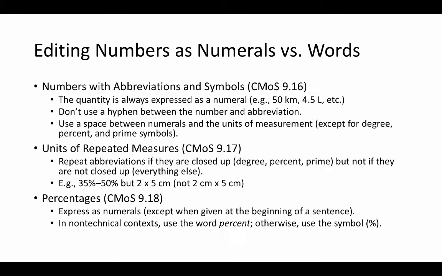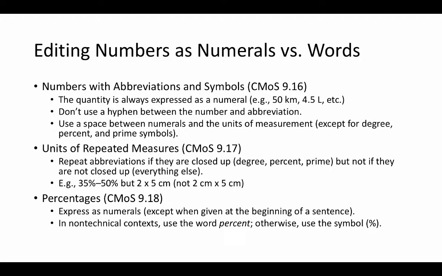numeral. So when you have numbers with abbreviations and symbols, which is common in a technical context when you need to give the unit of measurement, it's always expressed as a numeral, 50 kilometers, 4.5 liters, and so on. Don't use a hyphen between the number and the abbreviation, even when you're using it in adjectival form, so a 50-kilometer pipeline. You do not need to add a hyphen there. But use a space between the numerals and the units of measurement, except for when you're talking about degree, when you have that little symbol, when you have the percent sign, or when you're using the prime symbol, which is often used as a replacement for feet and inches.